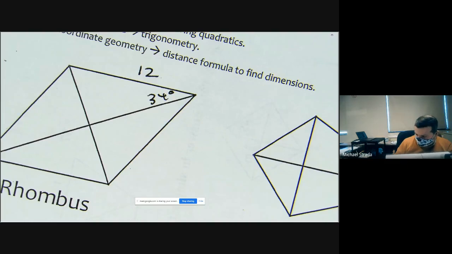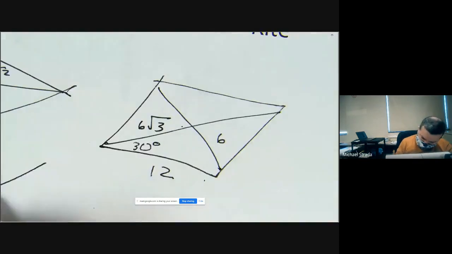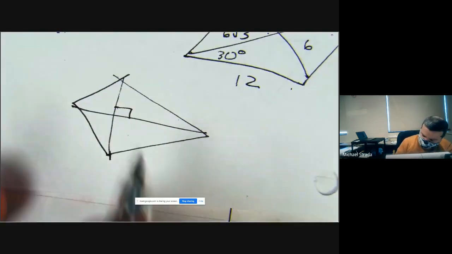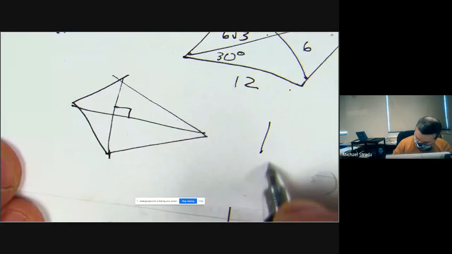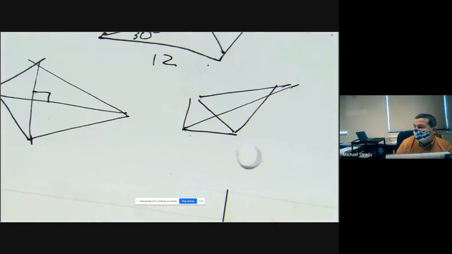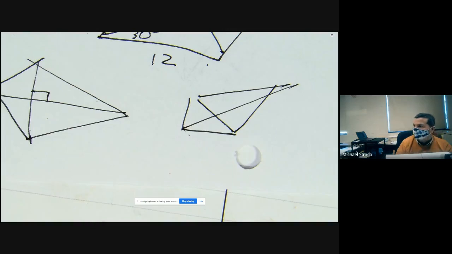And then coordinate geometry, distance formula to find dimensions. All right. So this may be a kite. And these usually aren't bad because those are horizontal and vertical lines. But maybe we do that, and then you've got to use the distance formula and the coordinates together. All right. But please keep in mind with a rhombus and kite, it's all based upon diagonals. All right. Good.